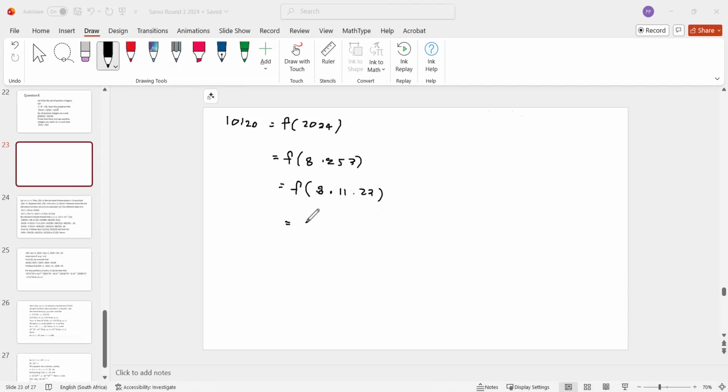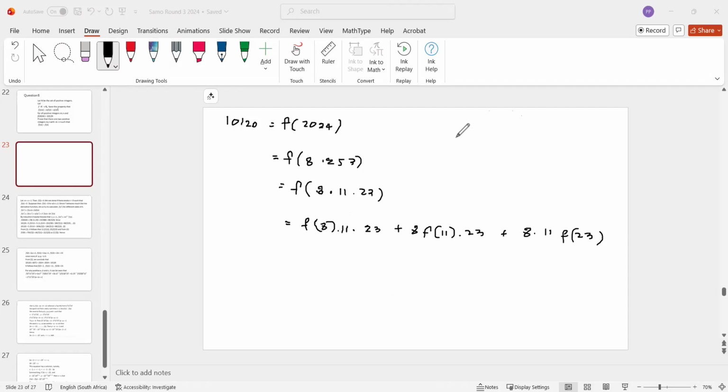So as we saw before, this is f of 8 times 11 times 23, and then it's plus 8 times f of 11 times 23. And then the last one is plus 8 times 11 times f of 23. Okay. We proved this earlier. Okay, 11 and 23 are primes, but 8 is not.